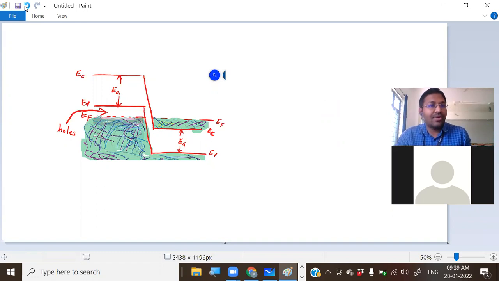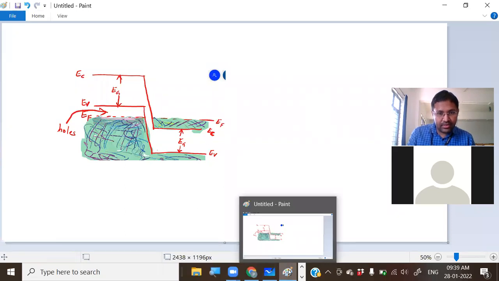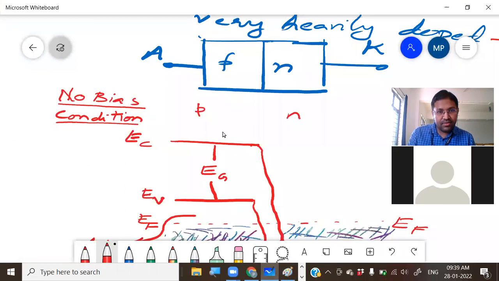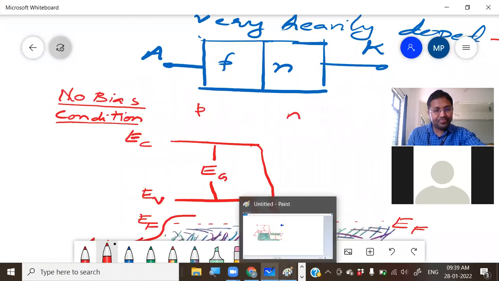Next, we will consider the case when you connect P side negative and N side positive, and see how the energy band diagram shifts. So next, considering the case of reverse bias.